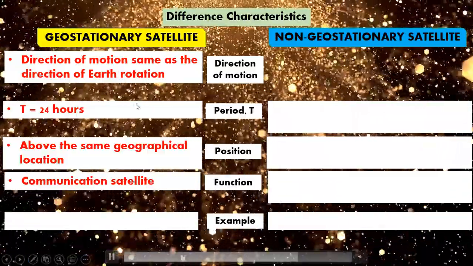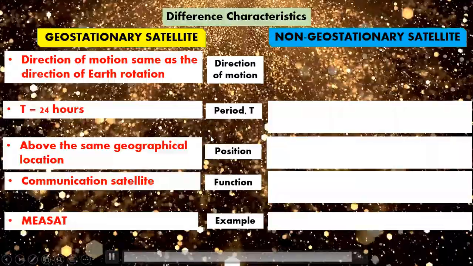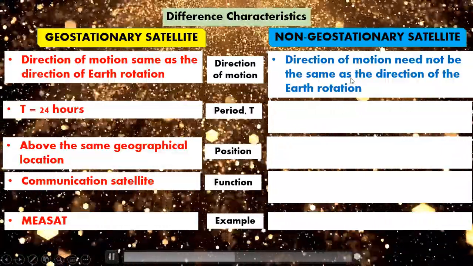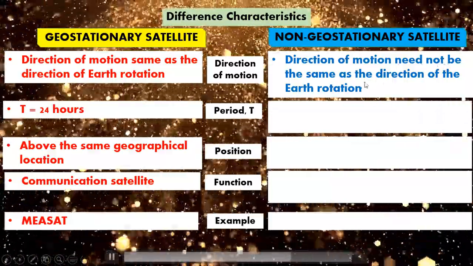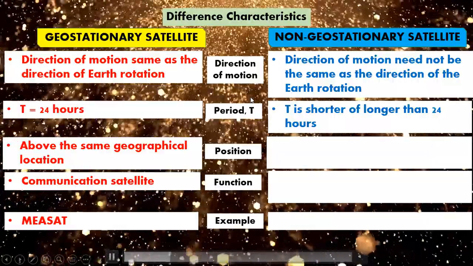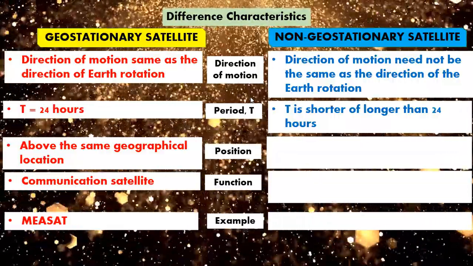The function here is for communication satellite. For example, MEASAT. Okay, now we look at non-geostationary satellites. The direction of motion need not be the same as the direction of the Earth's rotation. The period can be shorter or longer than 24 hours.